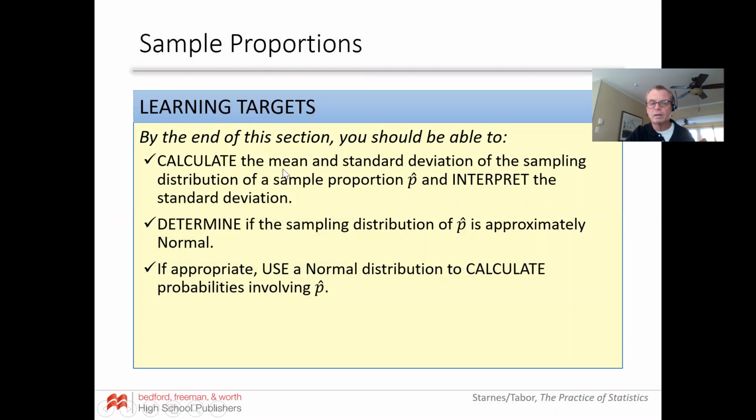So, right, we've got to calculate the center and spread of the sampling distribution of the sample proportion p hat, determine if it's approximately normal, and then we can use the normal distribution to calculate probabilities involving p hat. So the issue is all of this section, 7.2, is proportions. All of 7.3 is means.